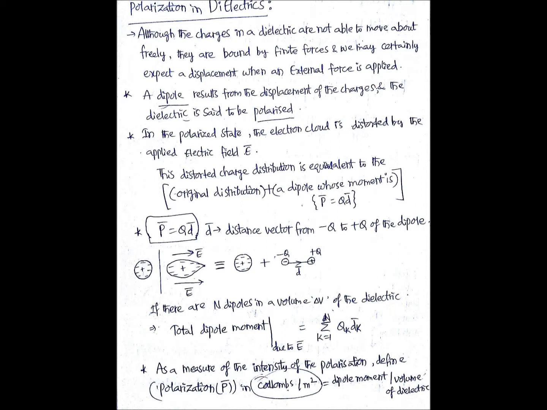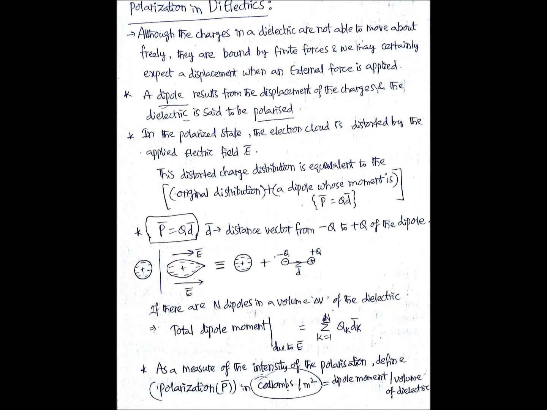Here I have shown the original charge distribution, which is circular, and it gets distorted like this, so it is no longer circular. So we can represent this by the original distribution plus some dipole moment, with the two charges, minus q and plus q, separated by distance d bar.